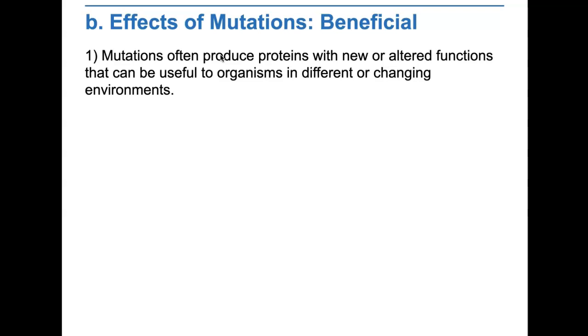Some of the variation produced by mutations can be highly advantageous to an organism or species. Mutations often produce proteins with new or altered function that can be useful to organisms in different or changing environments. Plant and animal breeders often make use of good mutations.